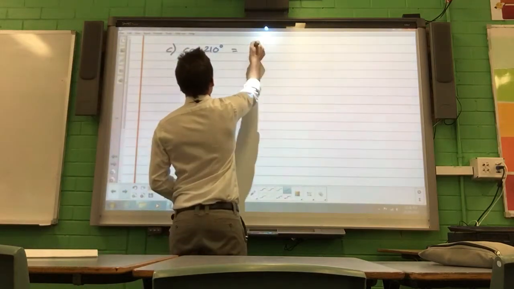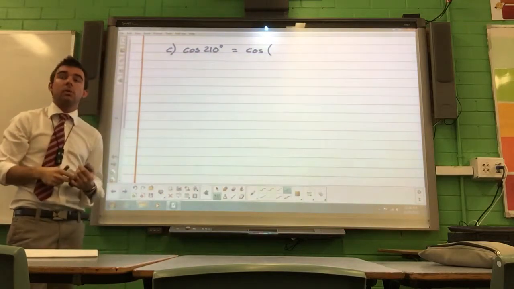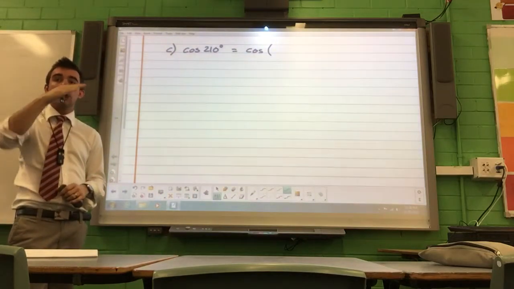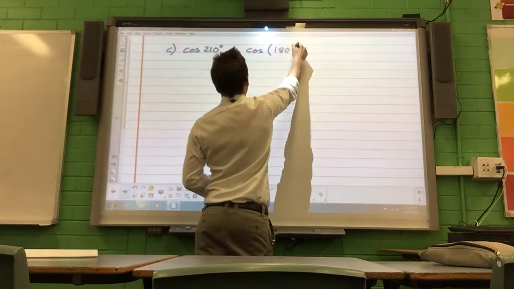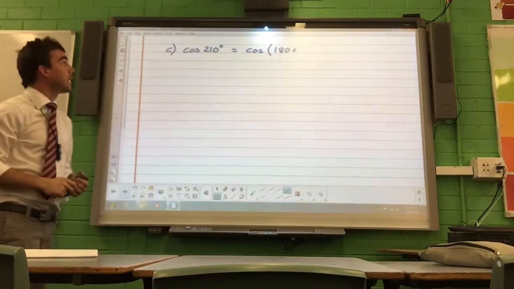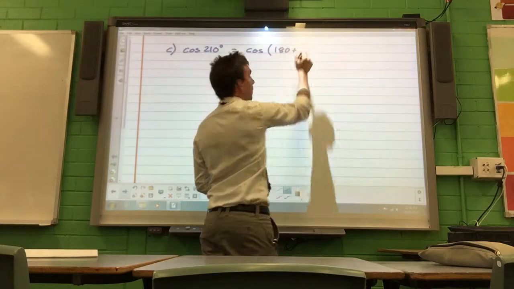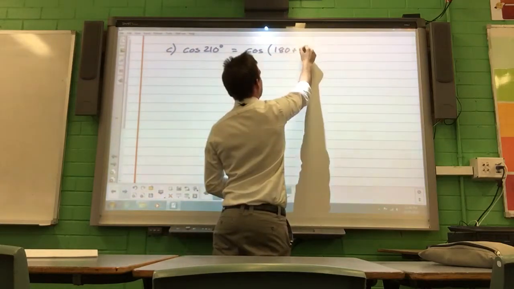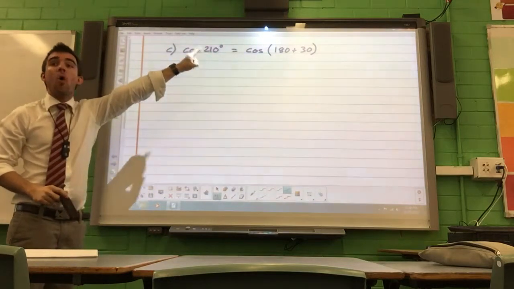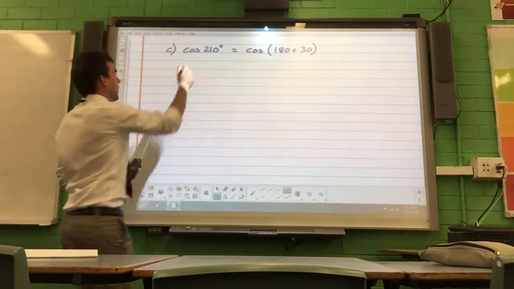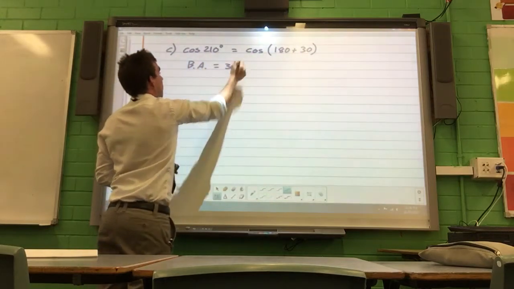Third. So to get an angle in the third quadrant, like we did when I derived it yesterday, you have to do 180 degrees plus that angle. So what do I need to add to get to 210? 30. 180 plus 30 equals 210. What you've added or subtracted becomes the basic angle. So the basic angle is 30 degrees.